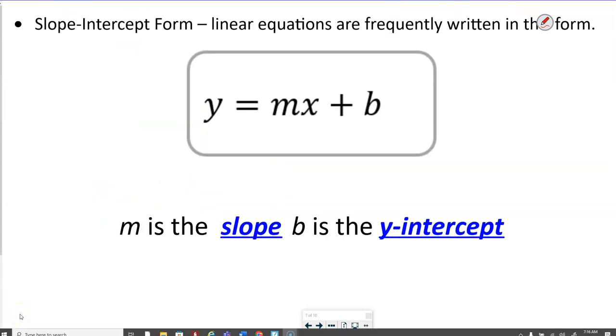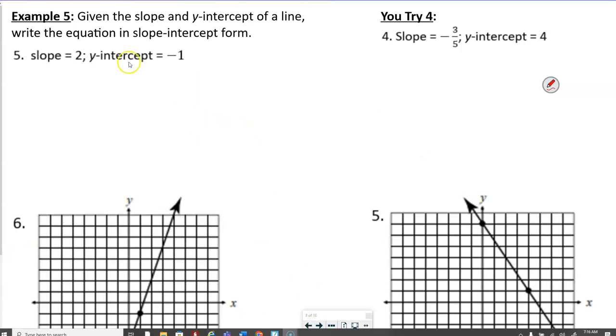Next one, I'm reminding you guys what the slope-intercept form of the equation of a line is. Linear equations are frequently written in this form, right? So y equals mx plus b, where m is the slope and b is the y-intercept. Very important. M is the slope and b is the y-intercept. So it says, given the slope and y-intercept of a line, write the equation in slope-intercept form.